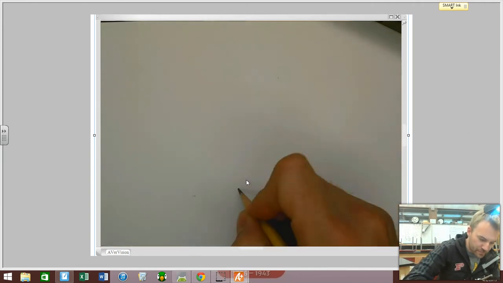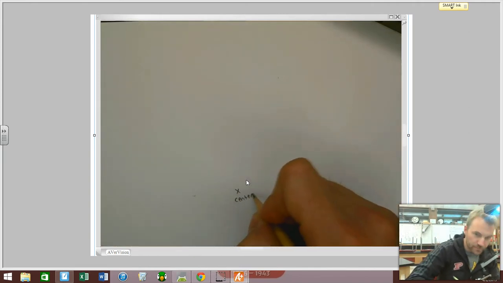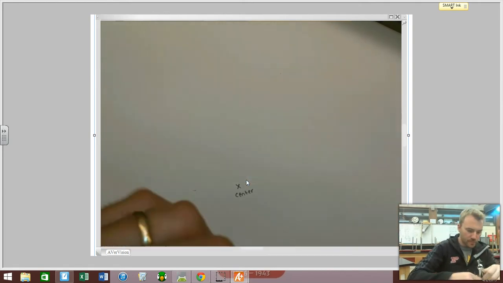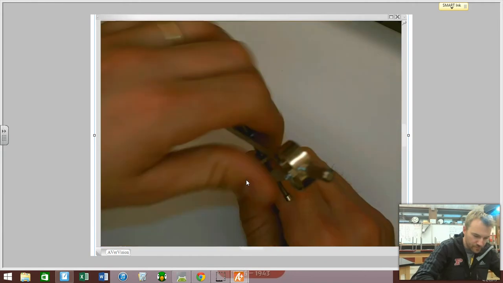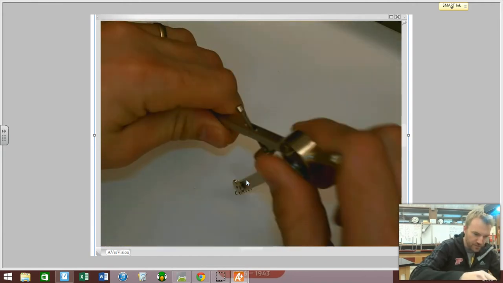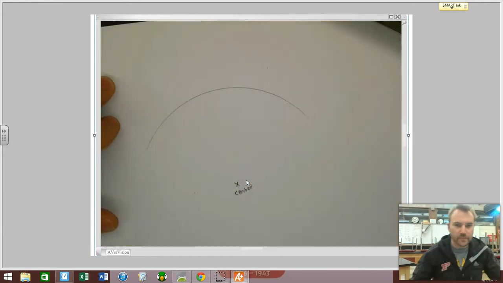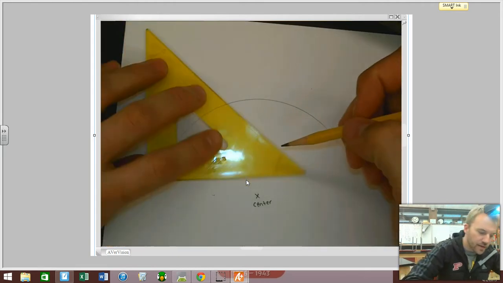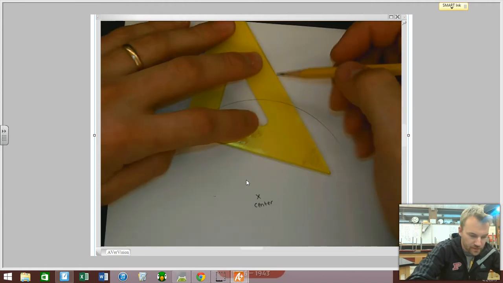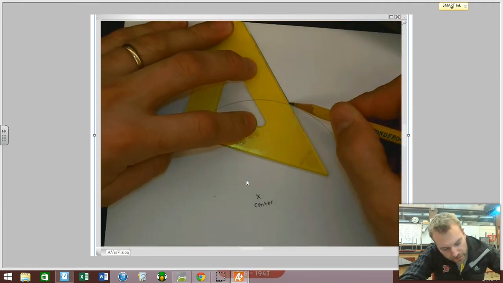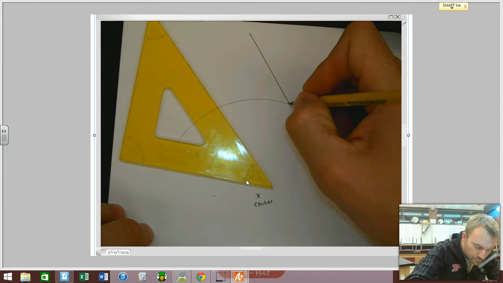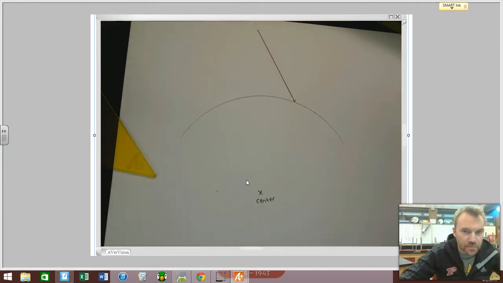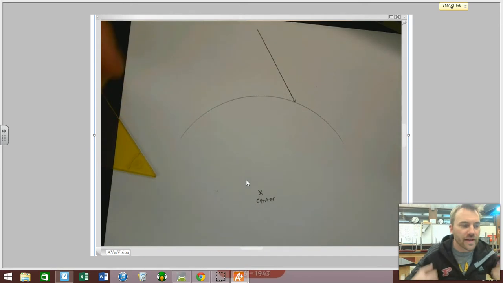Let's just pretend that this is the center of my circle. And I'm going to make a curved surface centered here at this center. I'm also going to have a ray of light striking this surface. How do I figure out how this ray reflects off of that surface?